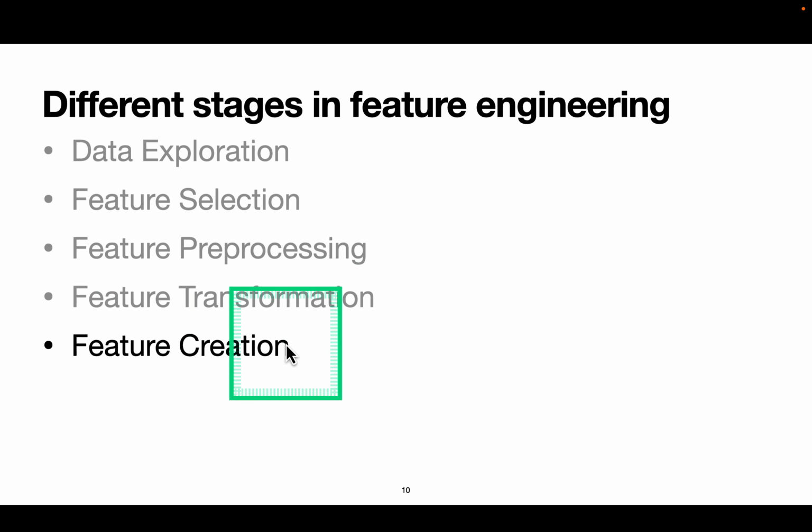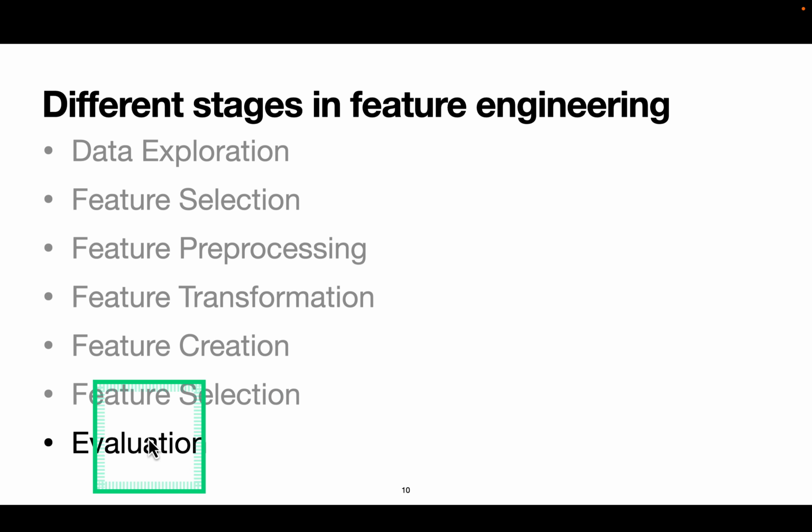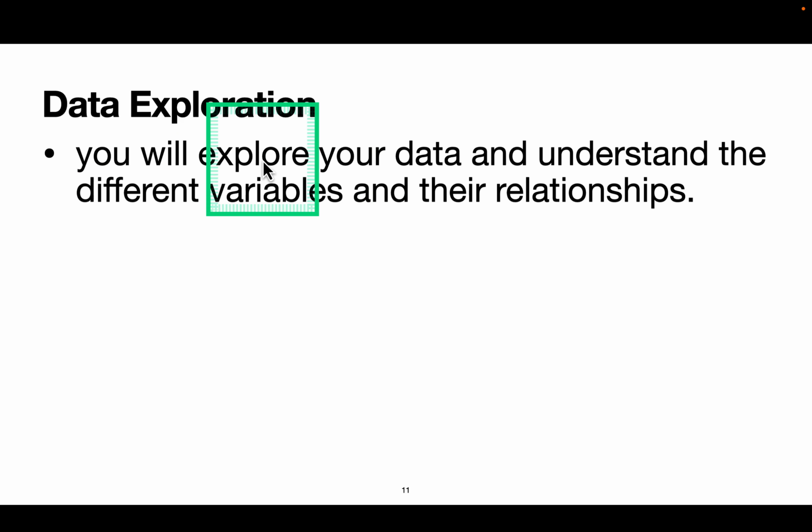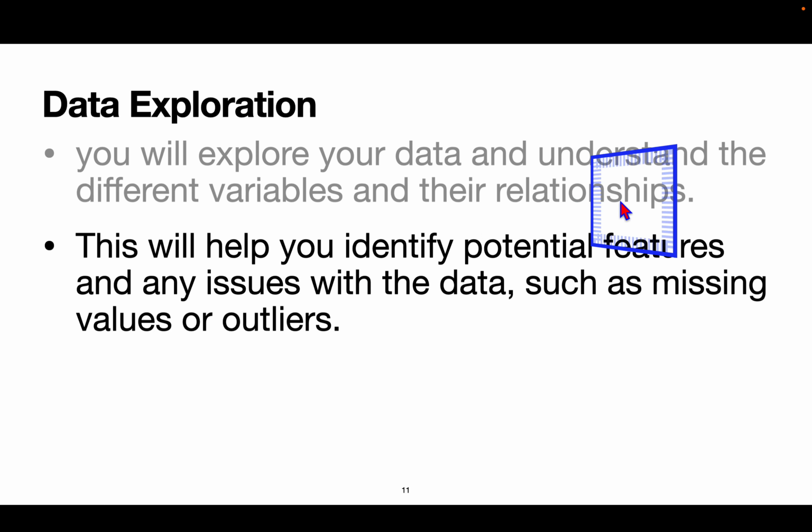Different stages that are involved in feature engineering start with data exploration, feature selection, feature pre-processing, feature transformation, feature creation, feature selection, and finally evaluation. So data exploration, you will be exploring your data and understand the different variables and their relationships. This will help you to identify potential features and any issues with the data such as missing values or outliers.